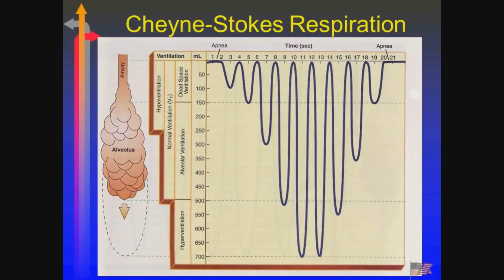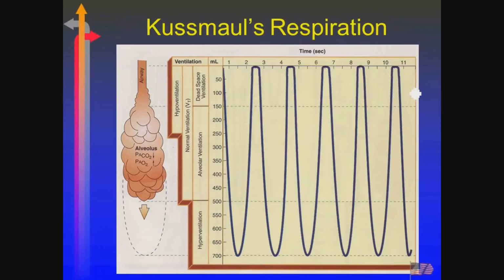Cheyne-Stokes is that gradual increase in tidal volume, and then the gradual decrease in tidal volume, and a period of apnea. And the cycle starts right back up again. And Kussmaul's is just this massive tidal volume. I can't even do it for more than 2 breaths without passing out.